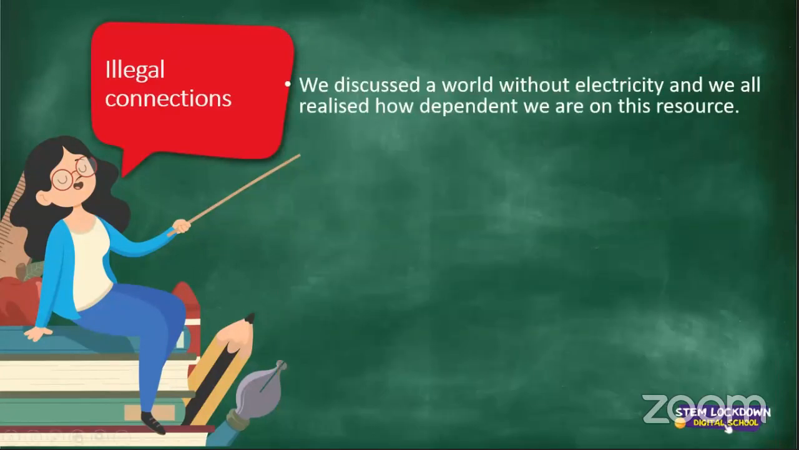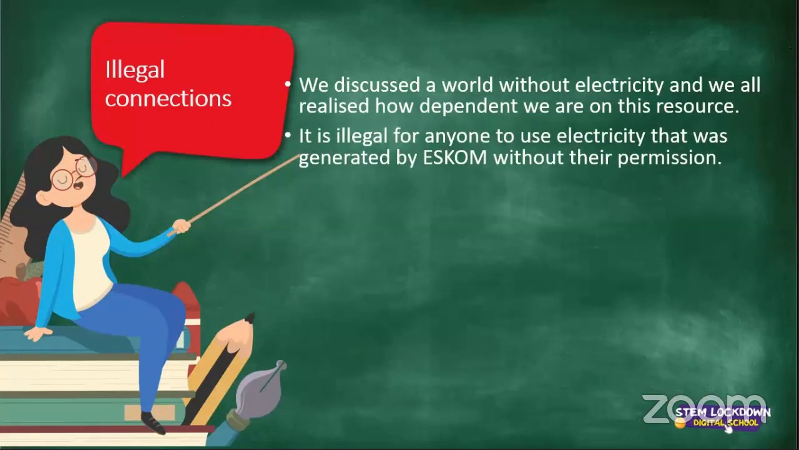Now we discussed a world without electricity, and we realize how dependent we are on this resource. Without electricity, it's going to be extremely hard because we rely on electricity so much. Now, it is illegal for anyone to use electricity that was generated by Eskom without their permission. Most of the time, illegal connections happen because people don't want to pay, or they don't have money to pay, and rather they will try to generate electricity without Eskom knowing. That is extremely illegal.